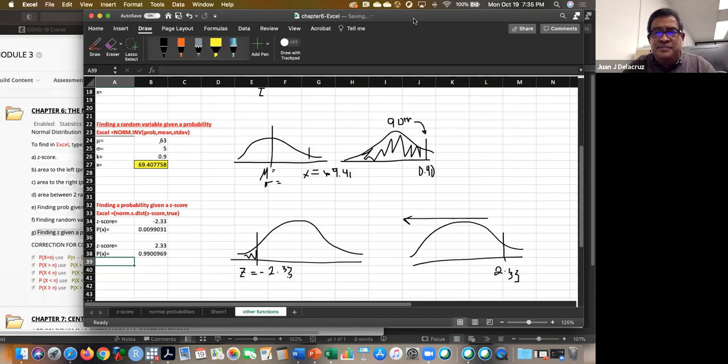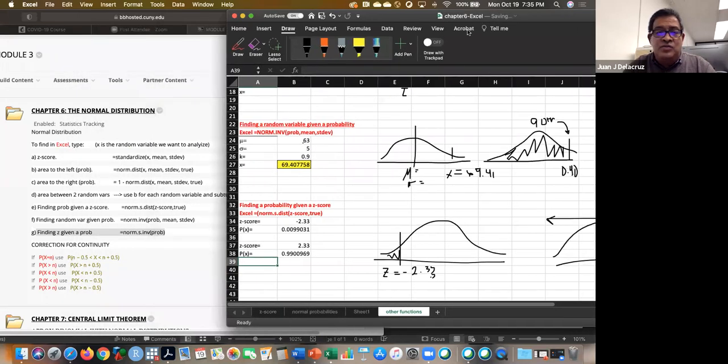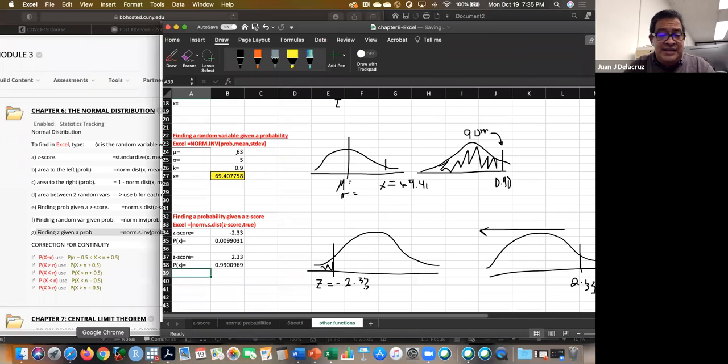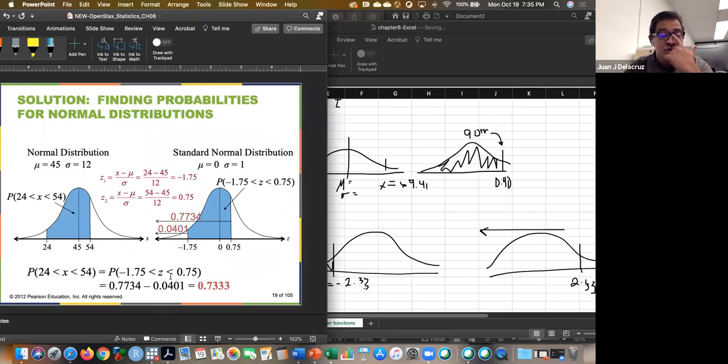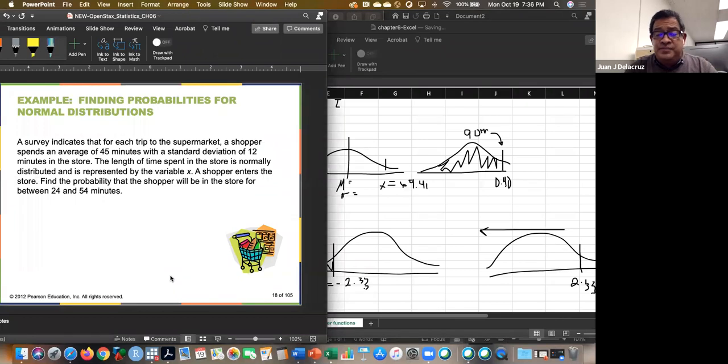I think that's all that I want to say today. So all these cases that we were looking at today, you can easily replicate them using the Excel functions that I gave you. Very easily, we have to identify the values. For example, in this case, I need the mu, I need the standard deviation, and I need to know the values that I want to compute, whether the values are to the left, are to the right, or are between two different points.